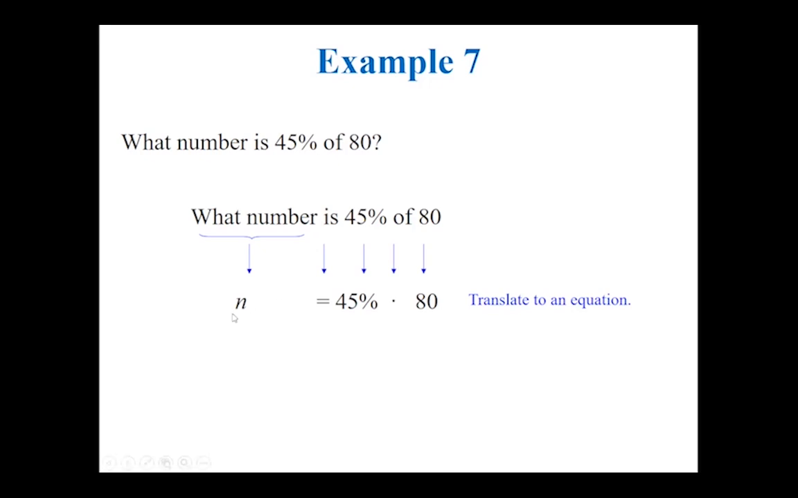Now we're actually going to go ahead and find this number. So remember what I said, 45% now needs to be changed to a decimal. So 45% becomes 0.45. Why do we change it to a decimal? Well, because we need to do math with it. Percents need to be decimals before we can multiply. 0.45 times 80 is 36. So n equals 36. 36 is 45% of 80.